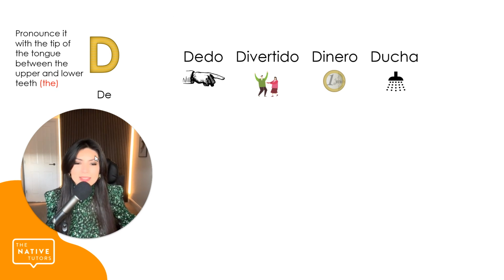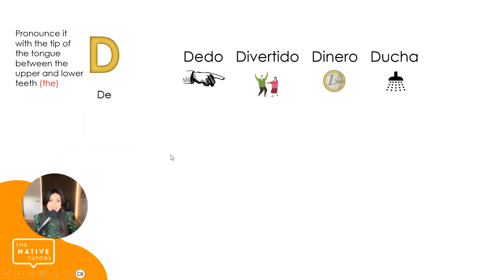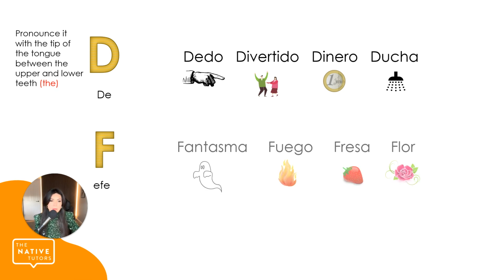Ahora, let's see the next letter. The letter F. This one is very straightforward, so let's just read some examples. Fantasma, fuego, fresa, flor. Muy bien, and I encourage you again to pause the video and try to read these words out loud again. Remember to make the D a little bit softer and to place it more at the front of your mouth, right behind your teeth.